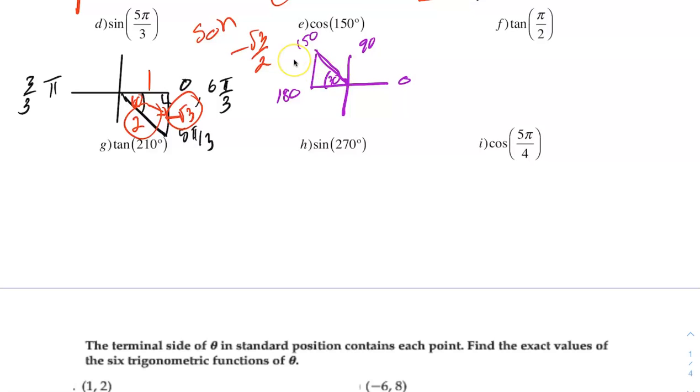30 is small, so opposite's 1. Hypotenuse is always 2. This is rad 3. What's my negative? We're going to the left, so this guy's negative. It's like a normal graph. Up is positive, down is negative, left is negative, right is positive. We went left, so negative rad 3, and up is positive. Hypotenuse is always positive. Cosine, so I need the adjacent side over the hypotenuse. Adjacent's this guy, hypotenuse is this guy. So negative rad 3 over 2.